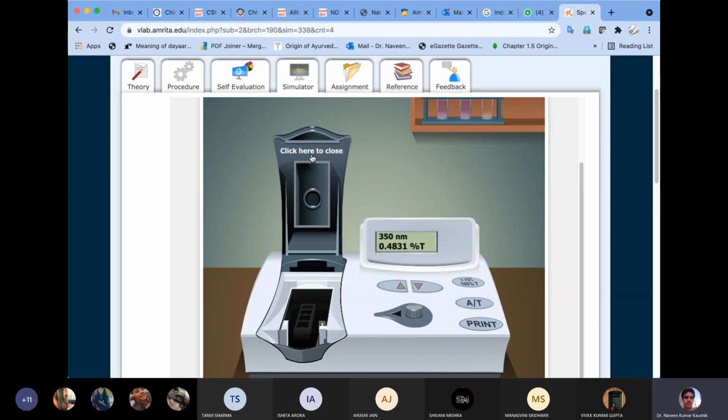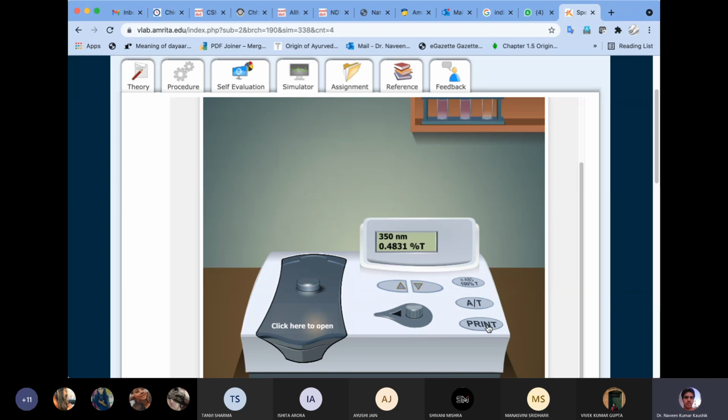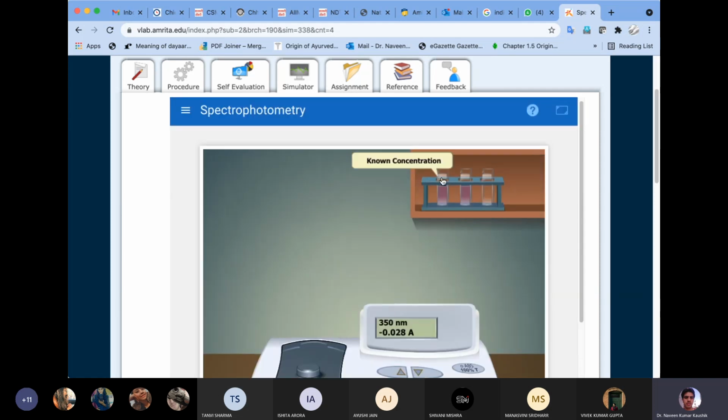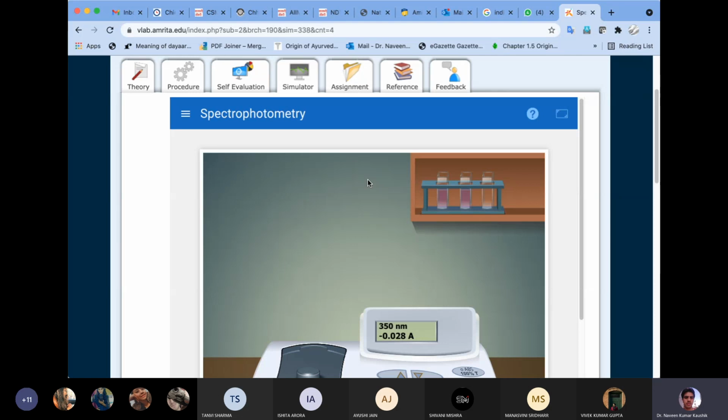Then after doing it, place your sample, close the lid, and then print. When you print, it will read how much absorbance your sample has. The reading will be in terms of absorbance, also depending upon what you are setting here. So in this way, we perform our experiment. We place the sample and take the reading. This is the way you do it.